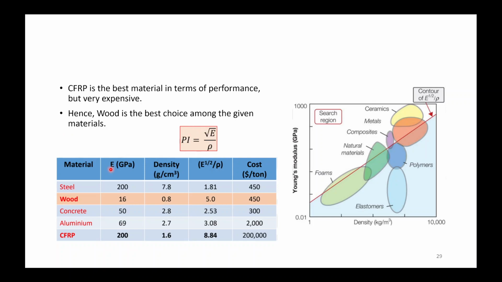We take these materials, take their E and rho, and calculate this property. Then we see that CFRP has the highest value and the second highest is wood, and the price is highest for CFRP and very low for wood. So we'll consider this option.